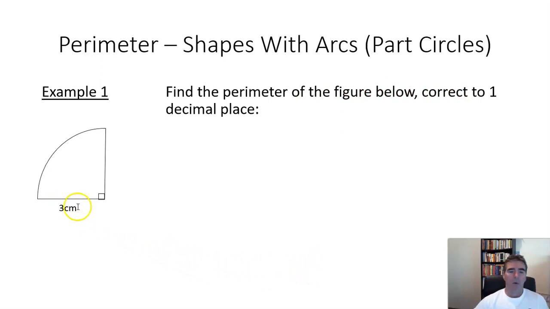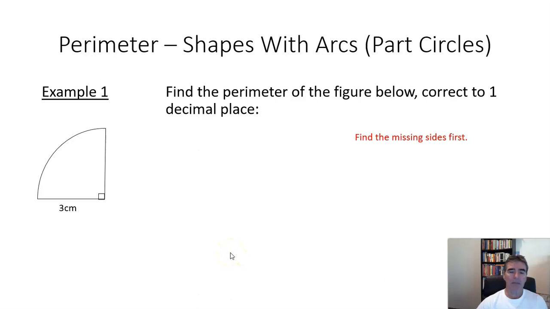So here we've got a quadrant of a circle. We know it's a quadrant, so we've got a right angle in there, meaning it's a quarter of a circle, so that's 90 degrees. And we want to find the perimeter of this circle, and again, it's telling us to round it off to 1 decimal place.